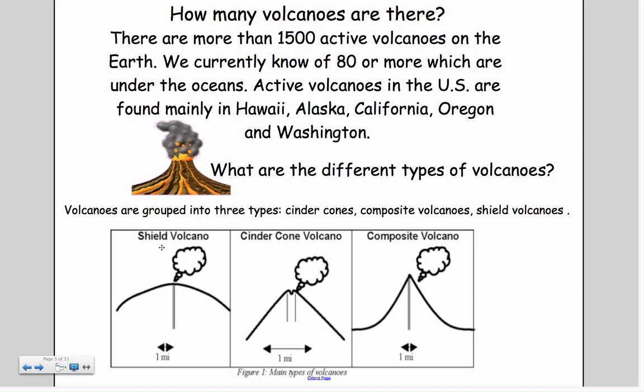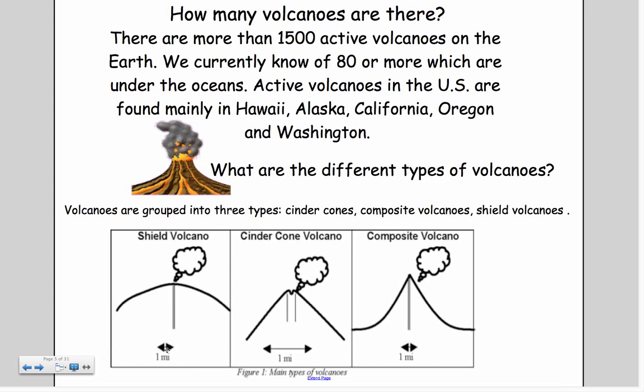So there are roughly 1,500 active volcanoes on our planet. We currently know that 80, close to 85 now, are under the ocean. And these are not just the little tiny blips. These are the big oceans. And then the most active volcanoes in the U.S. are found in Hawaii and Alaska, California, Oregon, and Washington. So these are along the west coast of our country.